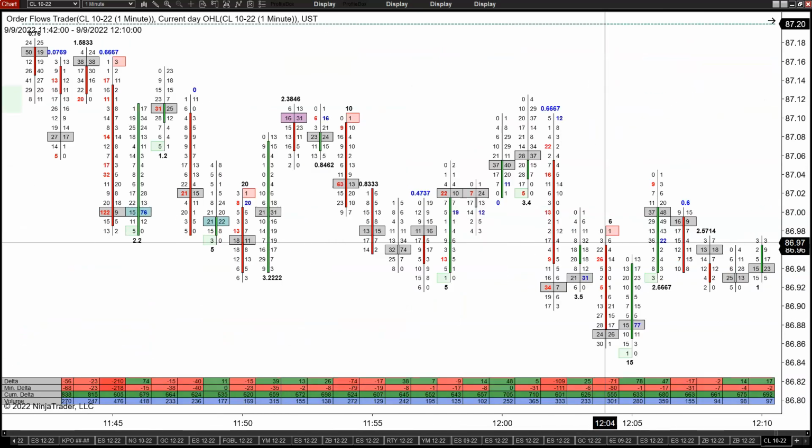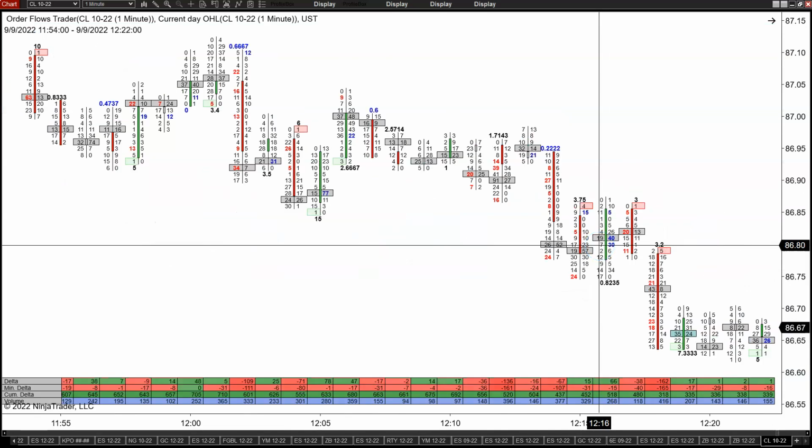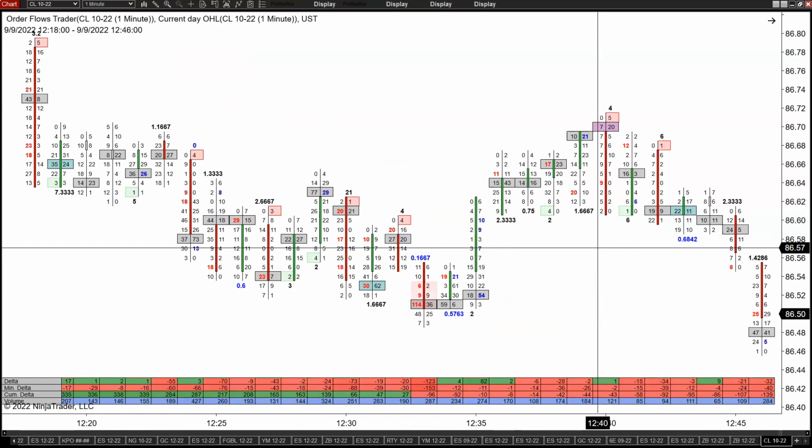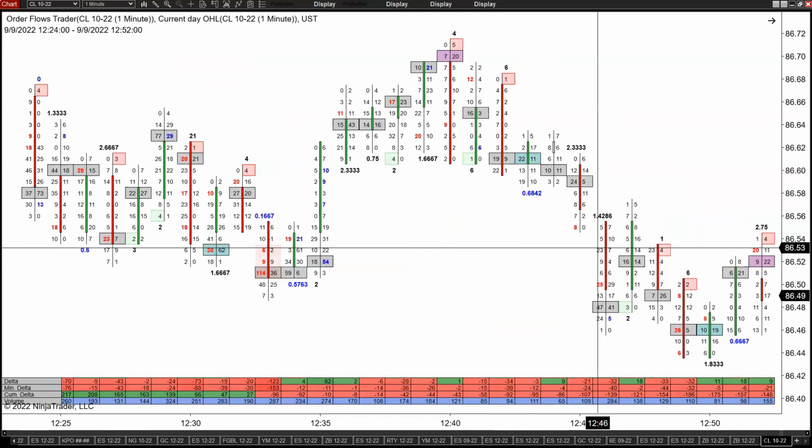I don't like saying nice new highs in crude oil because that affects all of us at the gas station. I hate going to the gas station and filling up my tank, paying $100.